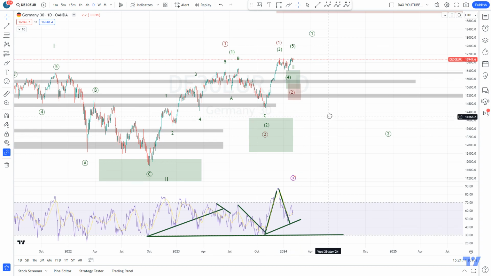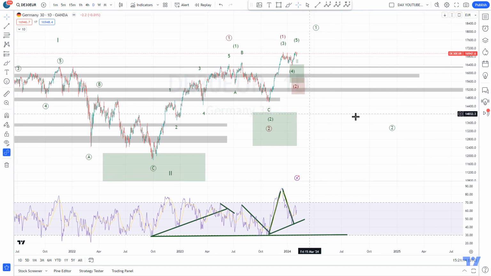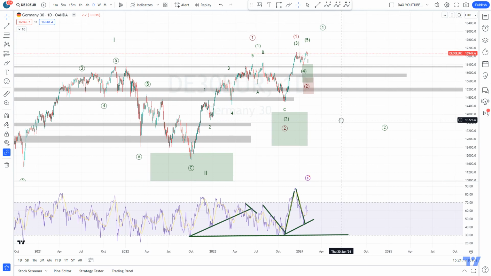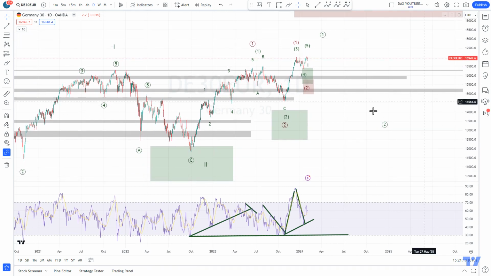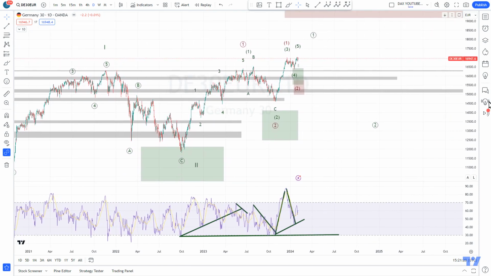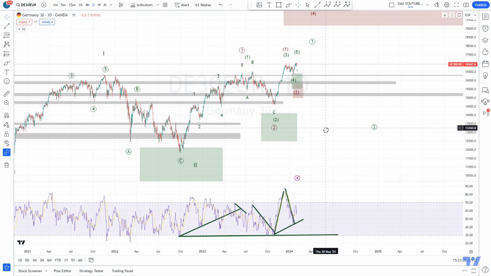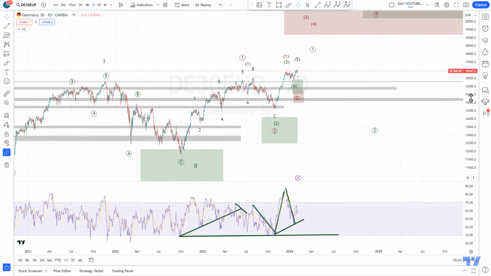So here on the daily, I believe there are two possibilities. I'm not really able, to be honest, to choose which one will play out, simply because I cannot look into the future, but I might know the possible pathways that we can do in the DAX. So let me share this with you.